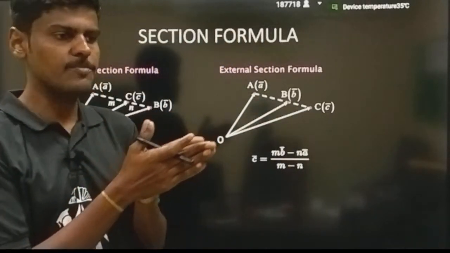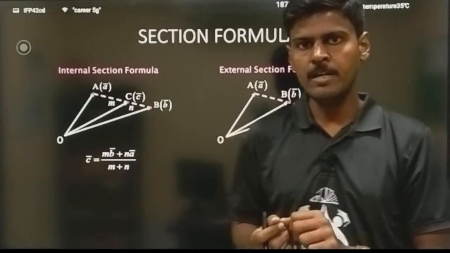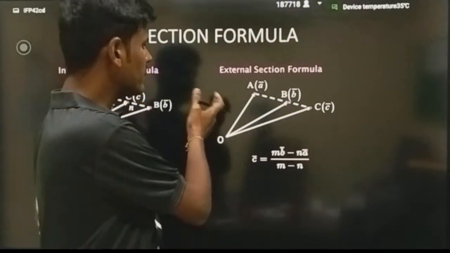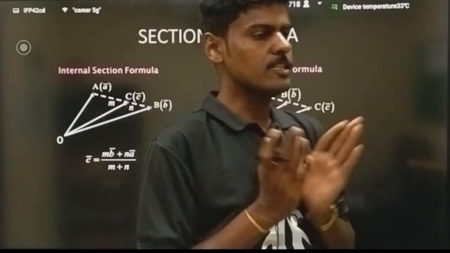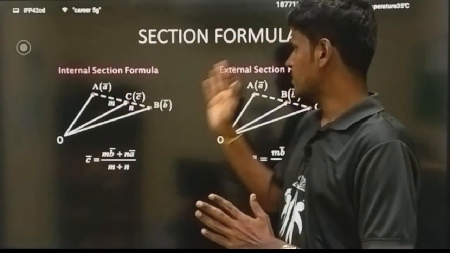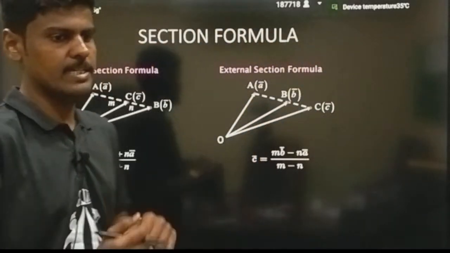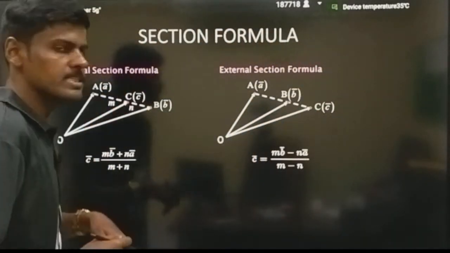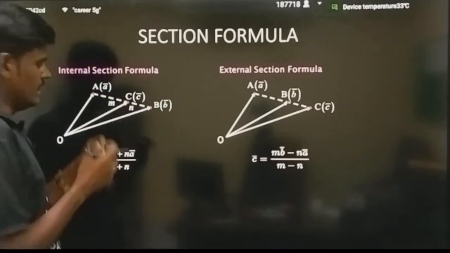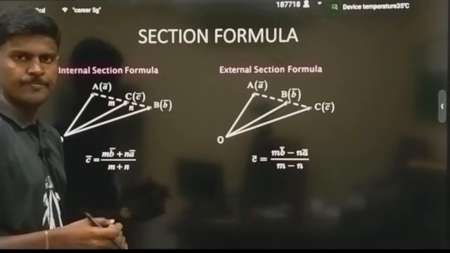Here in the coordinate system, we have learned about two-dimensional planes, that is XY plane, and in that you have learned distance formula and section formula. Here we will be discussing about three-dimensional space. Again, it is same for internal section as well as external section. Formula remains same. How do we calculate internal section? Say C is the point that divides AB, line AB, in the ratio m:n.